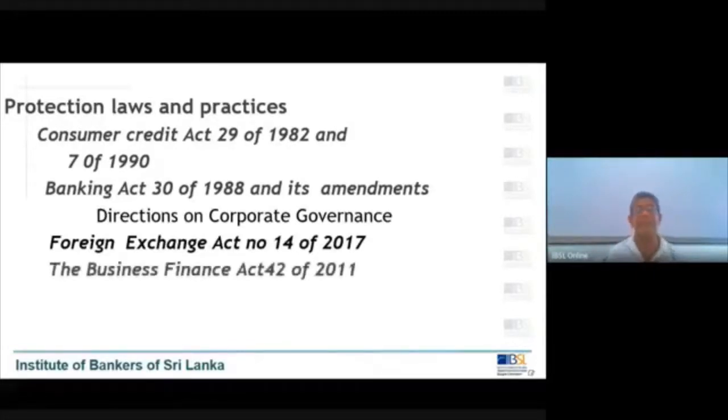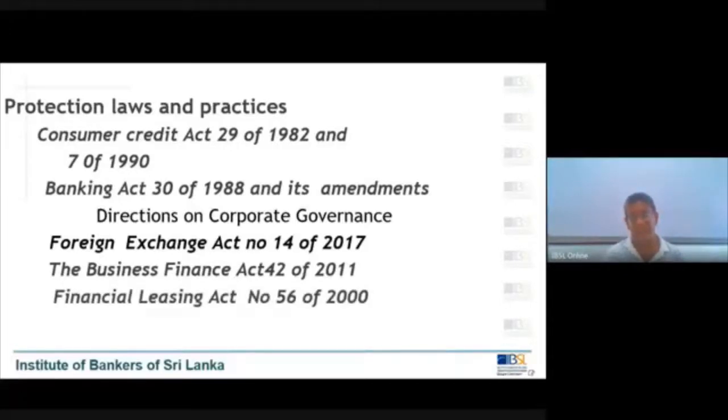And then we have the Business Finance Act 42 of 2011, under which all financial institutions like finance companies and leasing companies come, right? Then we have the Finance Leasing Act 56 of 2000, where leasing companies come under this act. What do all these acts tell you? You can't just commence business. You need to get a license from the respective institutions under these acts, right?